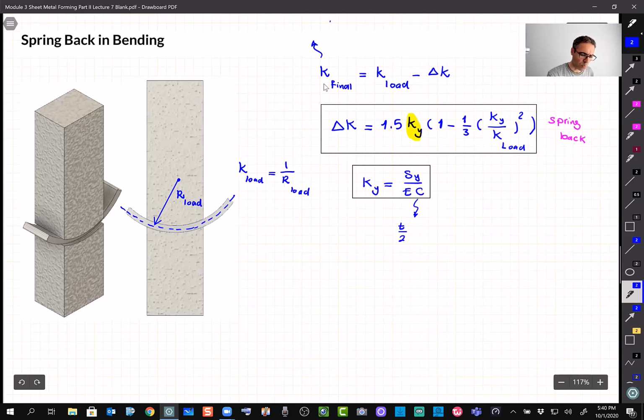So this is 1 over R final. I asked him that I want a radius of 100 millimeters. He designed the die based on, let's say, just for the sake of discussion now, a mold or a die that the radius is 80 millimeters, right? So that's something that he does. But there is another way, which in a moment I'll get to.